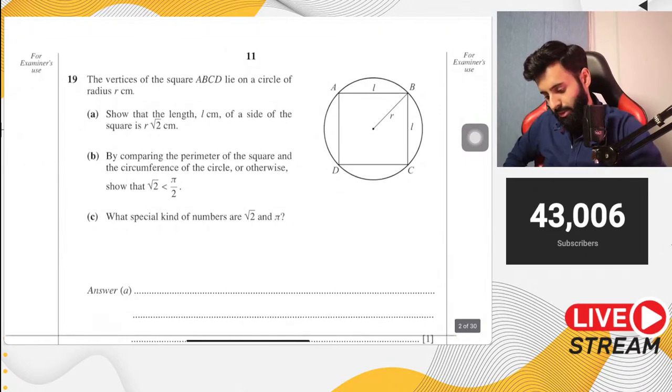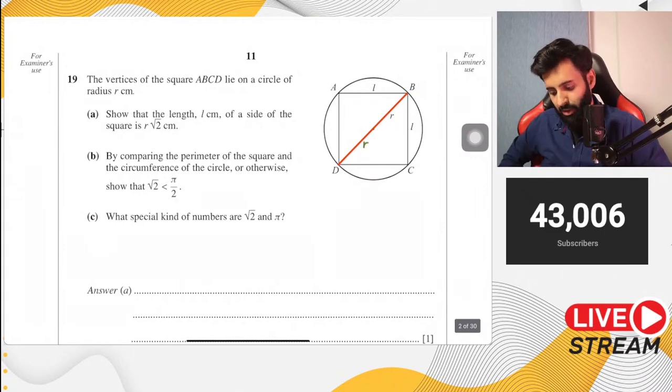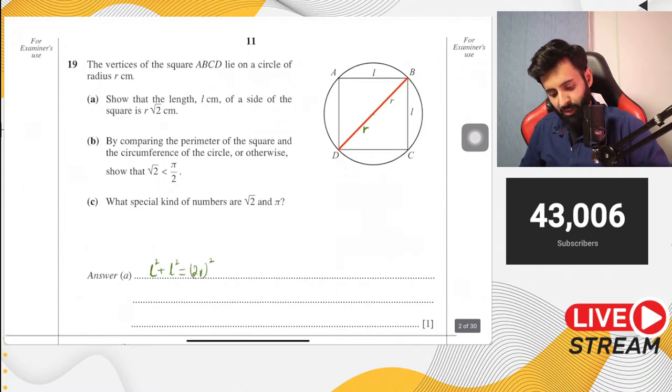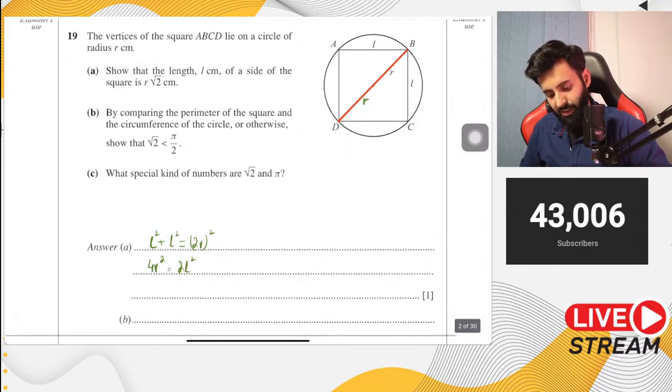Okay, so how do we solve this question? First of all, let's extend this diagonal. So this diagonal is going to be equal to 2r. And because it's a square, we can use Pythagoras' theorem. We can say L squared plus L squared is equal to hypotenuse squared, which means is equal to 2r squared. Okay, now if you solve this, you have 4r squared, which is equal to 2l squared. Now notice that we have to make l the subject, right? So actually, there's no need to write r first. So it's going to be 2l squared which is equal to 4r squared. That means L squared is equals to 2r squared.